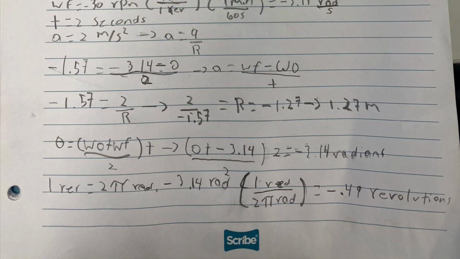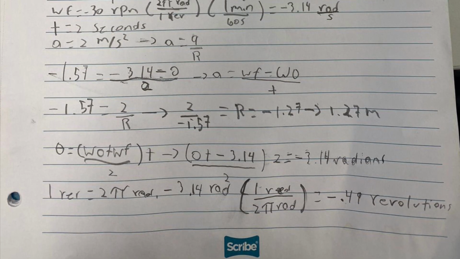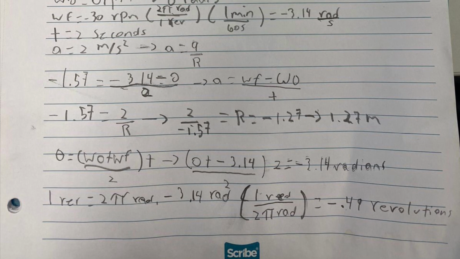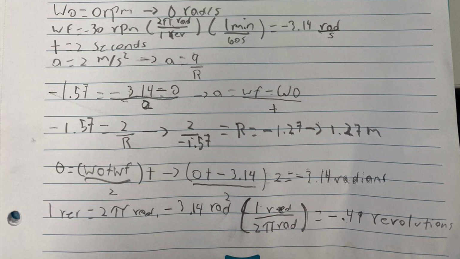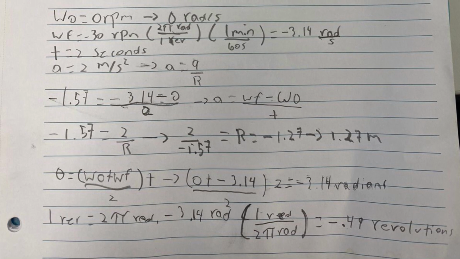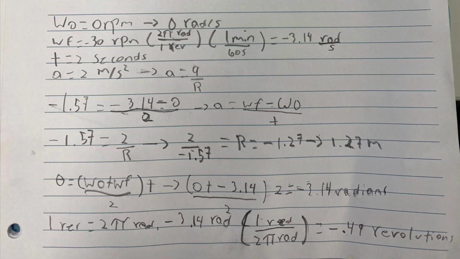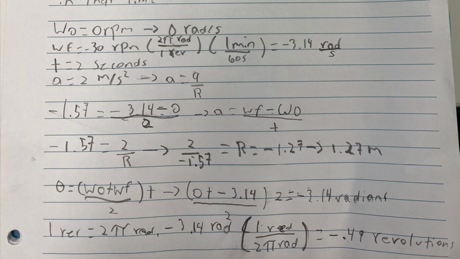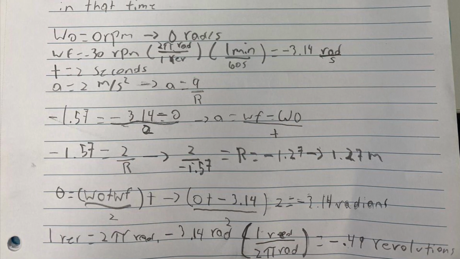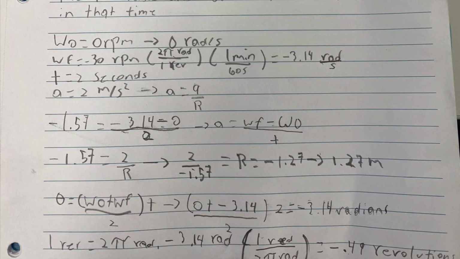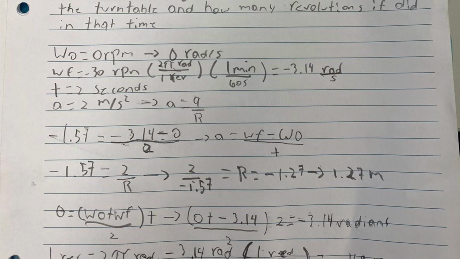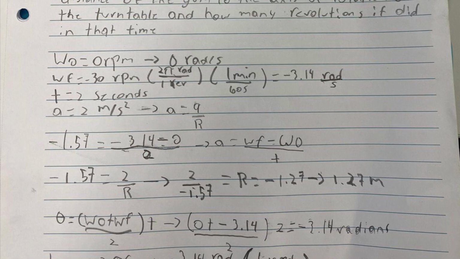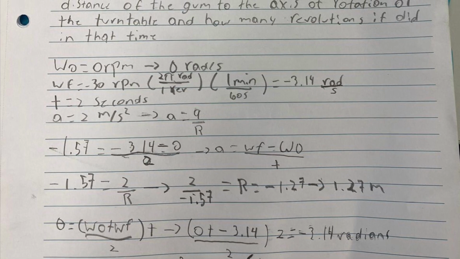Second exercise. A turntable goes from resting to a clockwise speed of 30 revolutions per minute in 2 seconds. If a gum is stuck on it and has a linear acceleration of 2 meters per square second, calculate the distance of the gum to the axis of rotation of the turntable and how many revolutions it did in that time.